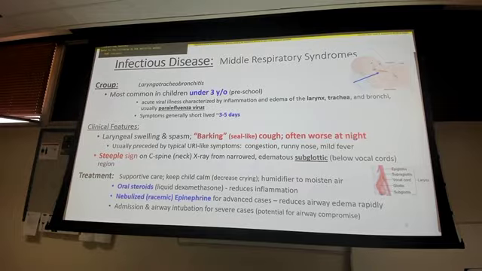Now, if they're really, really bad, if they're dropping their O2, I guess don't worry about the exact number. If it's getting low, or they're having a really hard time breathing, then we'll admit these guys, we'll intubate them just to make sure they're not getting too far off. But most of the time, it doesn't happen that way. Most of the time, they're just mildly sick. We'll give them dexamethasone, and they're good to go.